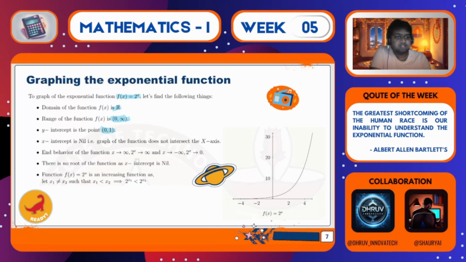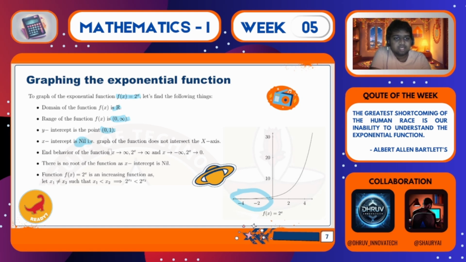Second, x-intercept. The line actually never cuts. Here you can observe that the line appears to be cut, but in actual sense, the line never touches the x-axis on either side. This is a fact to keep in mind.